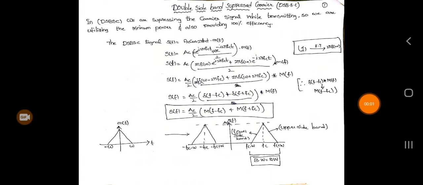Hi friends, in the previous class I have already explained about AM modulation. Today in this class I am going to explain DSBSC, that is double sideband suppressed carrier. What is meant by DSBSC? In DSBSC, you are just suppressing the carrier while doing modulation.